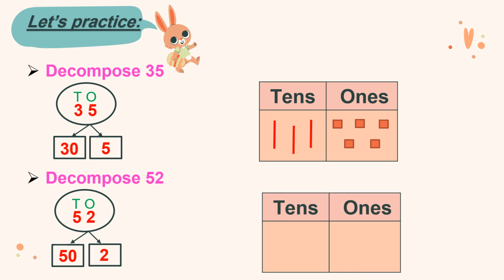Let's draw sticks in tens, small squares in ones. In tens, how many numbers do we have? 5. So we will draw 5 sticks. In ones, 2. So we will draw 2 small squares.